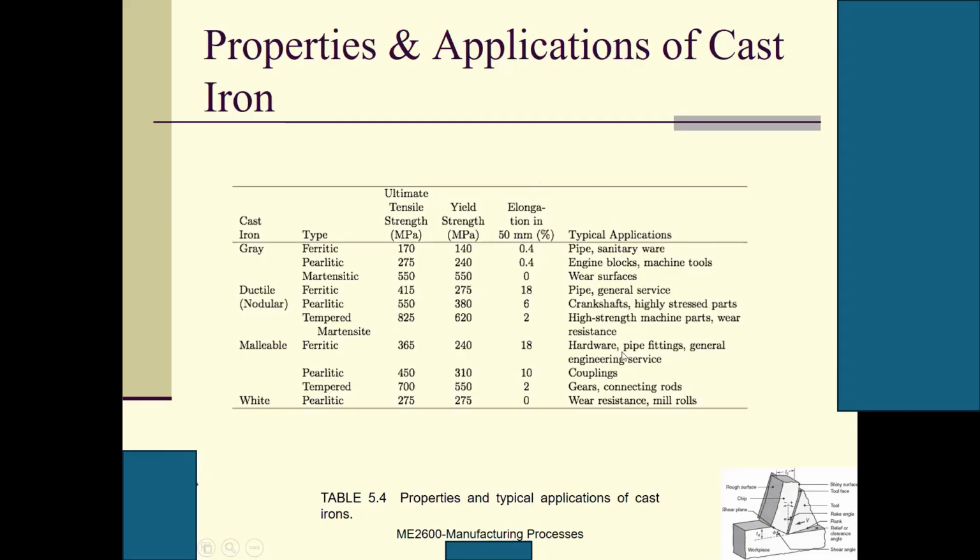So these are typical applications. So these are cast irons, and in material science you will learn how many different cast irons we have. So we have these four. Okay, I might ask you to tell me how many cast irons we have: gray, ductile, malleable, and white.